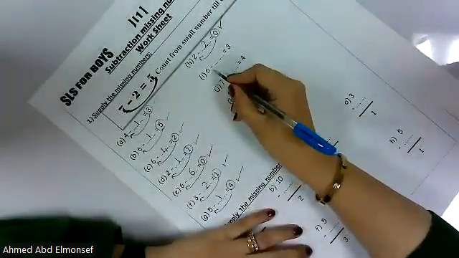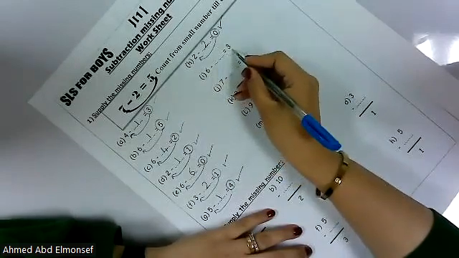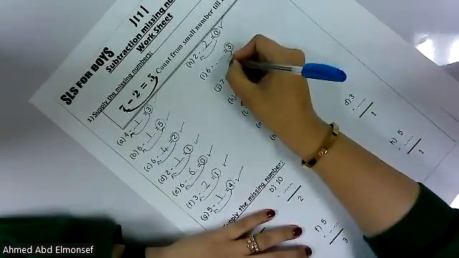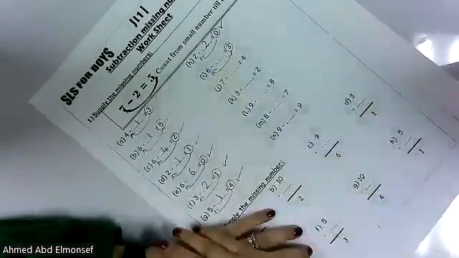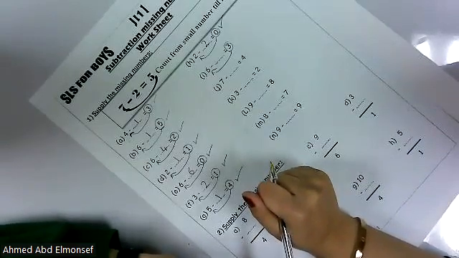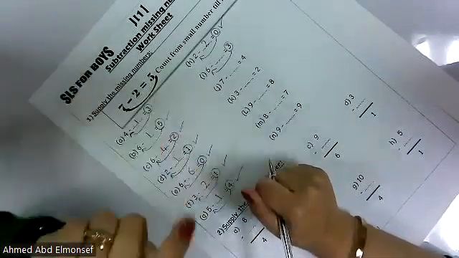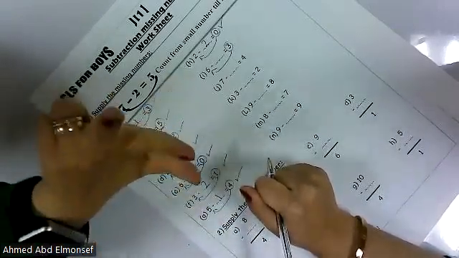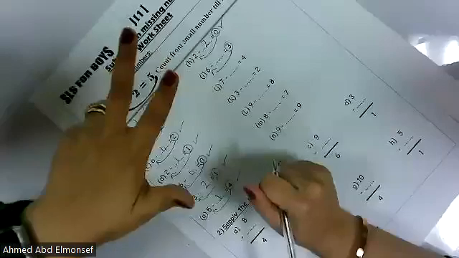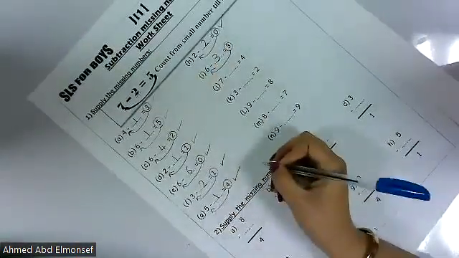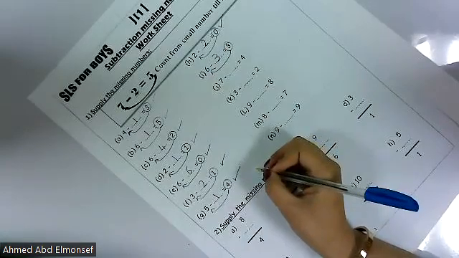Then 6 minus what gives me 3? Again, which is the small number? 3. Circle the small number and make an arrow. Count, close your hands and count. After 3, 4, 5, 6. How many fingers? Only 3 fingers. So 6 minus 3 equals 3.